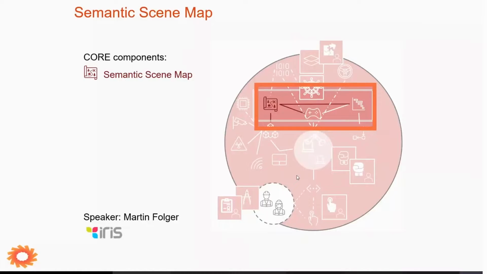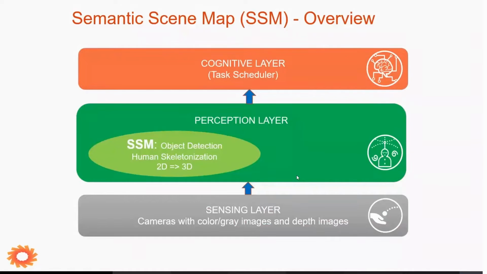Okay, hello, I'm Martin Folger from IRIS, and I will talk about the Semantic Scene Map. As we've seen in the introduction, Rossini has several layers, and the Semantic Scene Map is in the perception layer between the sensing layer and the cognitive layer.